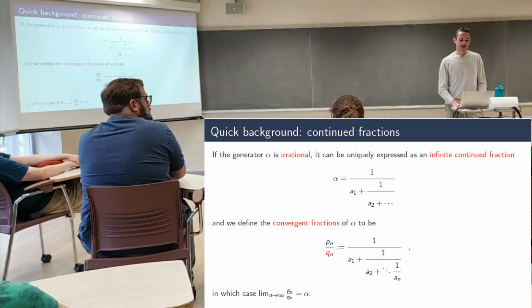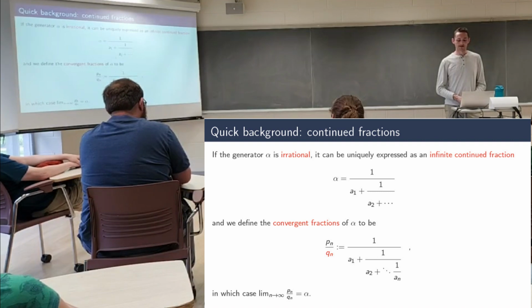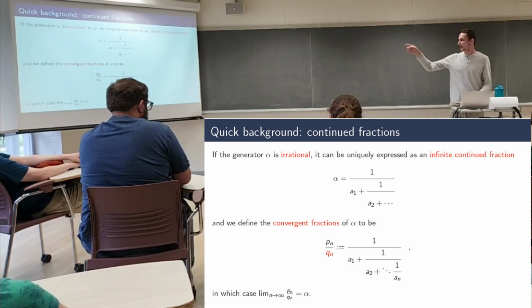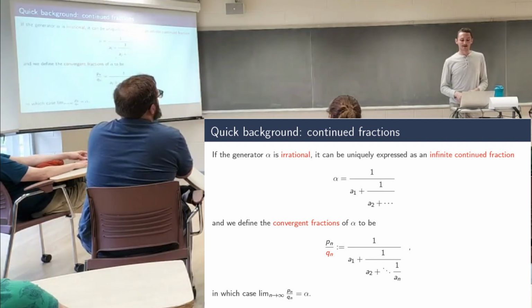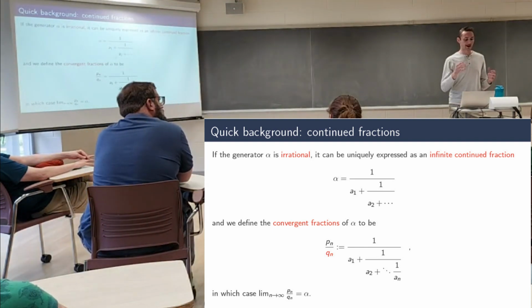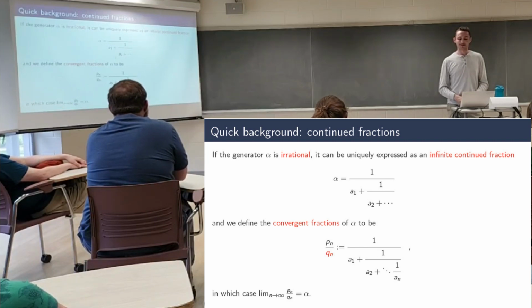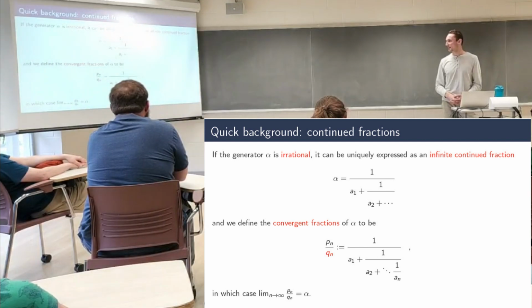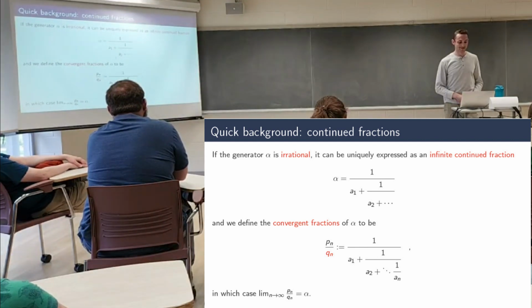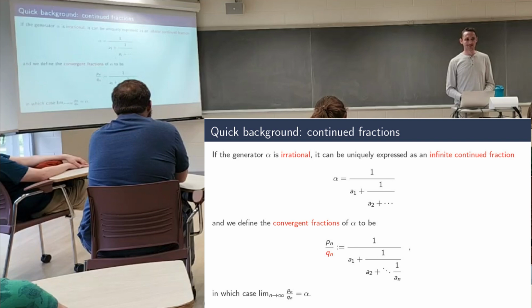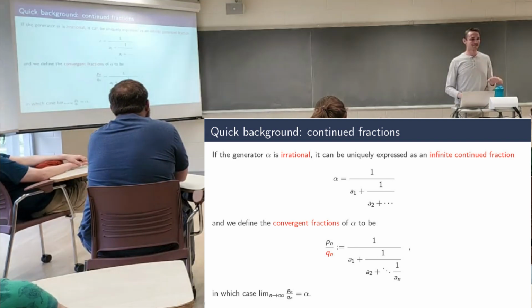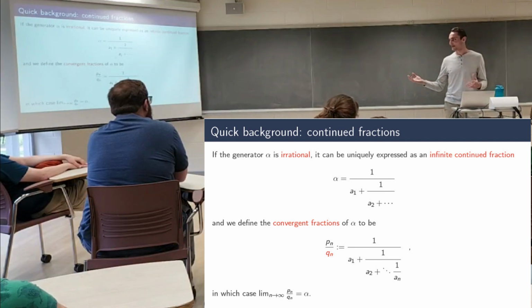And then we can define the convergent fractions of alpha to be that, but you truncate it at a sub n. You can evaluate it and it will be a fraction, which we call p sub n over q sub n. And if you accept the top expression, then it seems plausible that the limit of p sub n over q sub n would be alpha as n goes to infinity. So that's that. The thing we're going to take from this is the denominator is q_n.